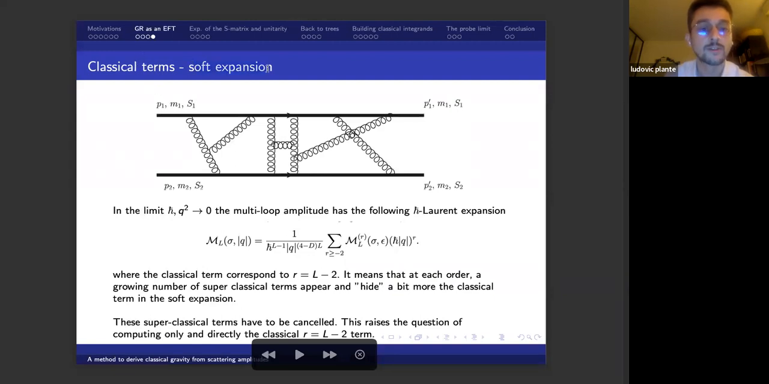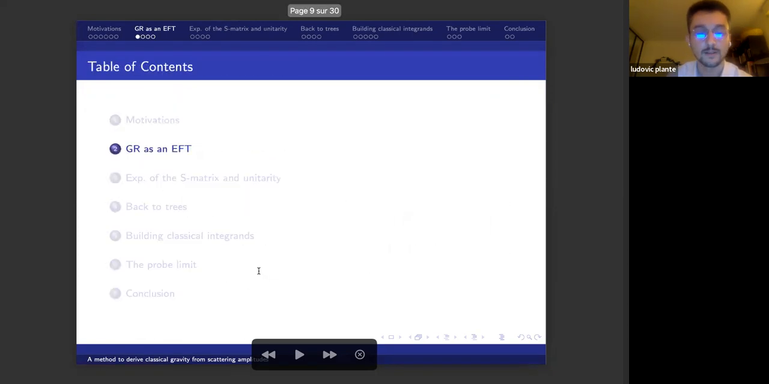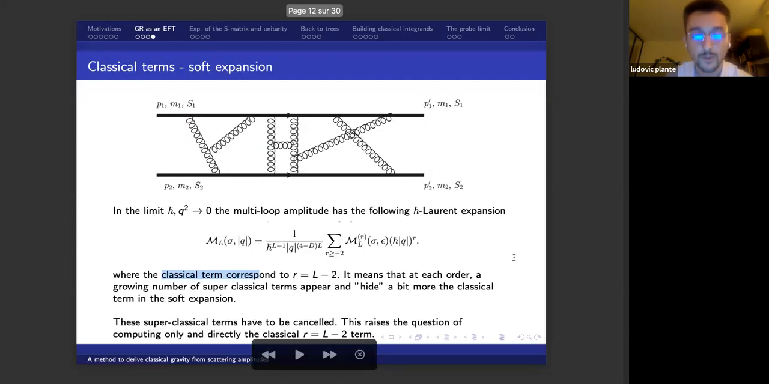As I said, we are looking for the soft expansion of the scattering amplitude. So typically you will build these kinds of Feynman diagrams, and you expand them in h bar or q square. Very generally, when you take an L loop amplitude, it has this expansion in h bar and q, and the classical term, as I said here, corresponds to r equal L minus 2. You see that at tree level, when L equals 0, it corresponds exactly to the leading term.